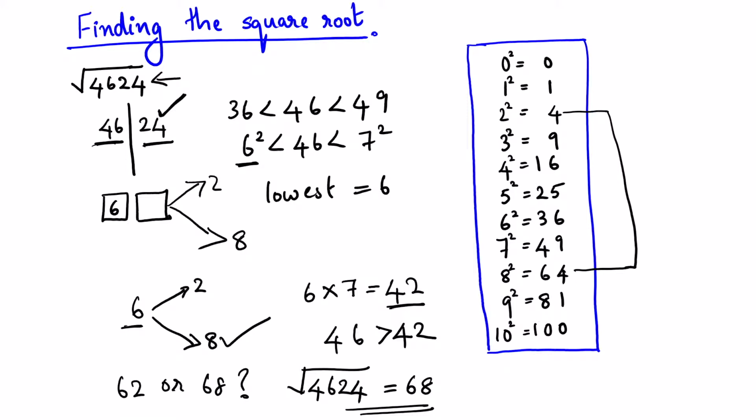If this product was less than 46, it would mean you have to take the lowest number, which is 62. But here, since 46 is greater than 42, the square root is nothing but the highest among 62 and 68, which is nothing but 68.